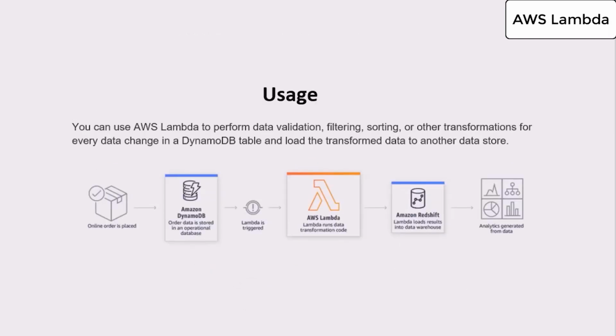Here are some examples of uses of Lambda. In this example, somebody has placed an order and it got an entry in DynamoDB, and DynamoDB triggers the Lambda function, and our Lambda function will invoke the Redshift service to provide analytics data from the data source. This is one example where Lambda can be used to build a serverless application in which data validation can be performed using the insights of the data.